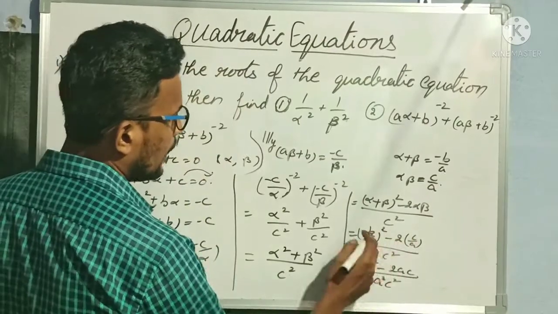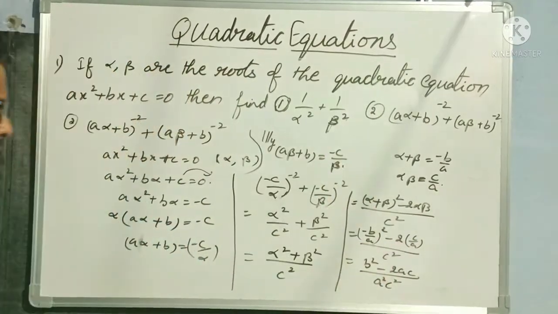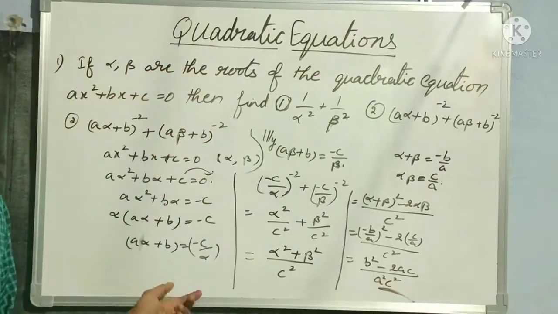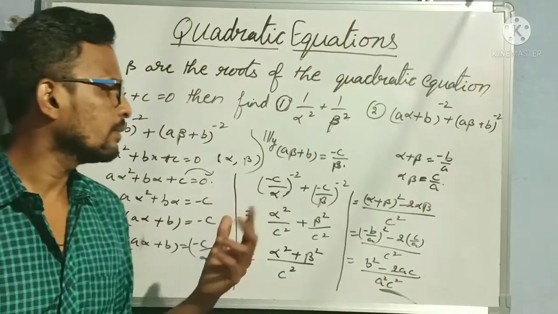Why? Because here we will get a square common. So a square c square. Clear? So this is our answer. Clear? This is the second bit.